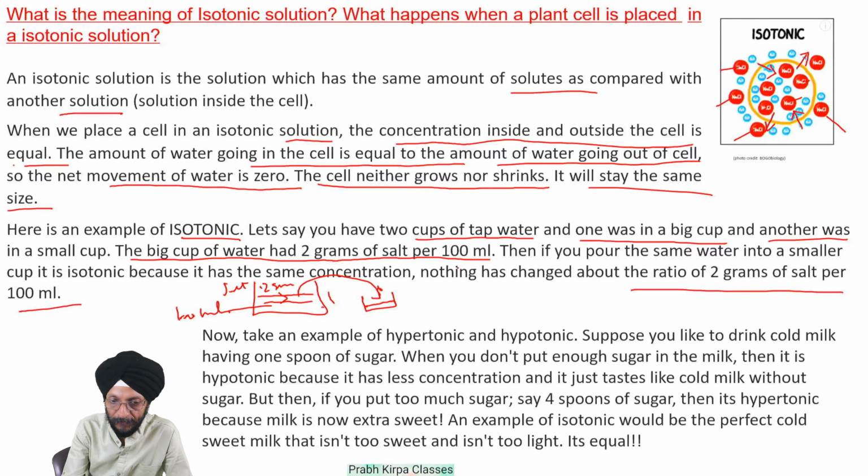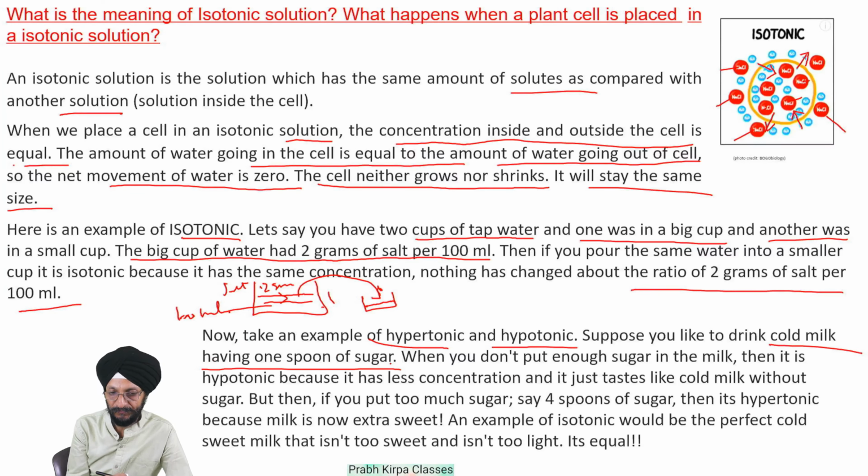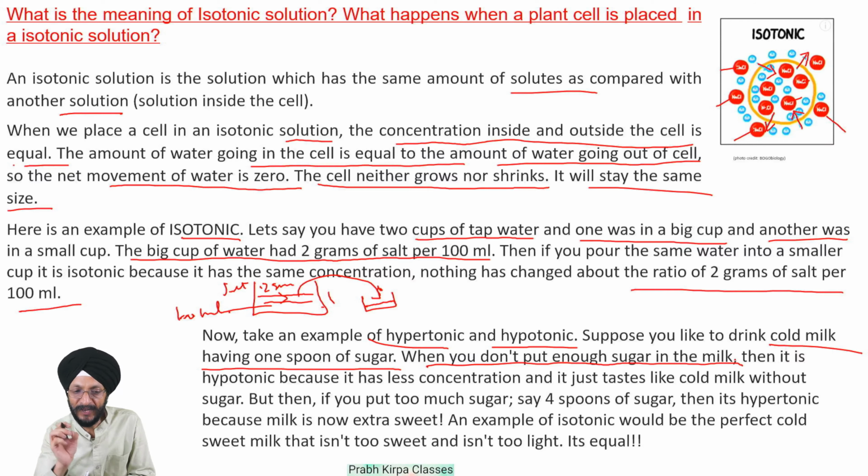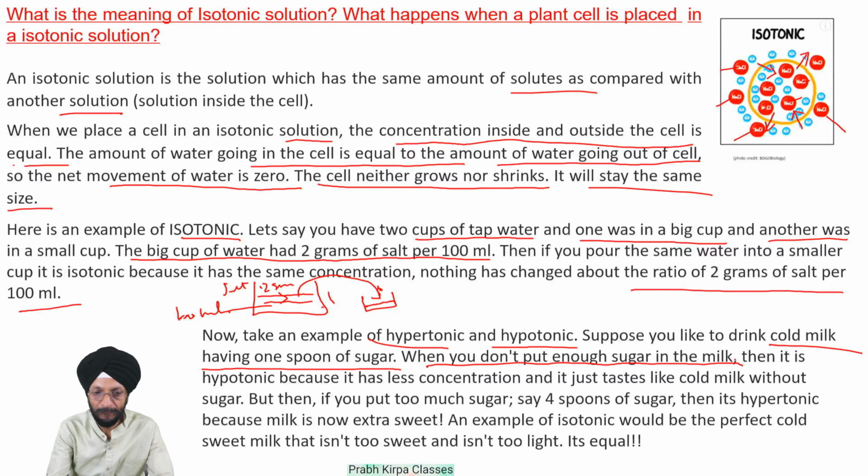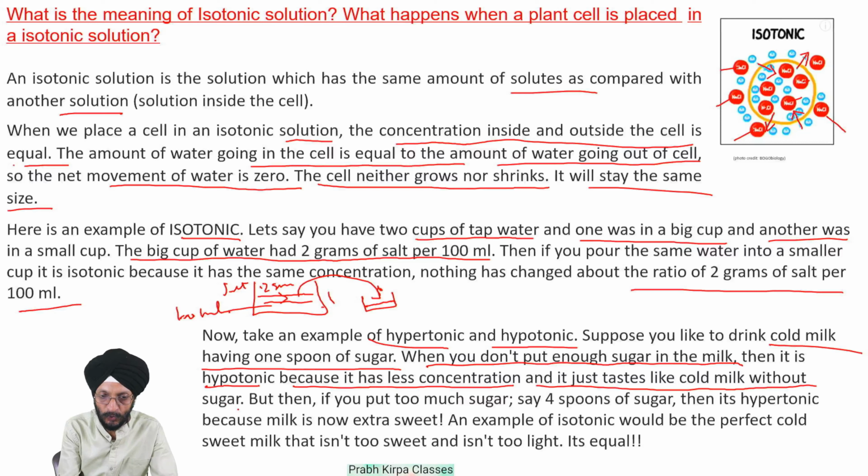Now take an example of hypertonic and hypotonic solution. Suppose you like to drink cold milk having 1 spoon of sugar. You like that milk is cold and it has only 1 spoon of sugar. When you do not put enough sugar in the milk, that is, you put only 1/4 of spoon of sugar in the cold milk, then it is hypotonic because it has less concentration of sugar and it tastes just cold milk without sugar.